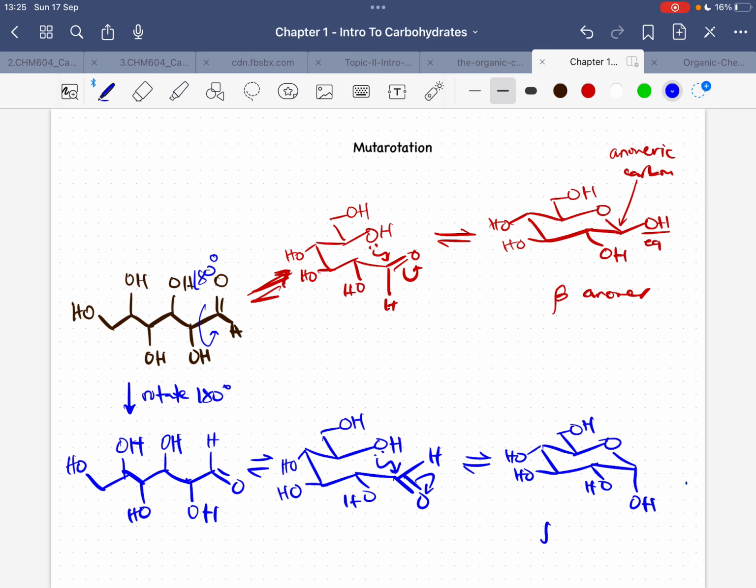Now, this is an alpha anomer because this is the anomeric carbon, right? And the OH is down. So this is an alpha anomer.